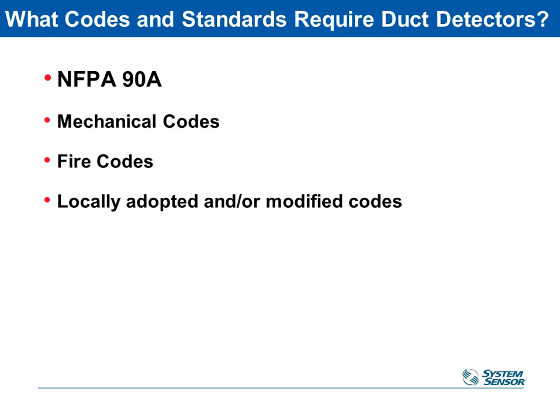So there's lots of different things that could happen in a given community, and you need to check and see what the code is for that community. What we're going to talk about today is just explaining what the standard model codes would require.